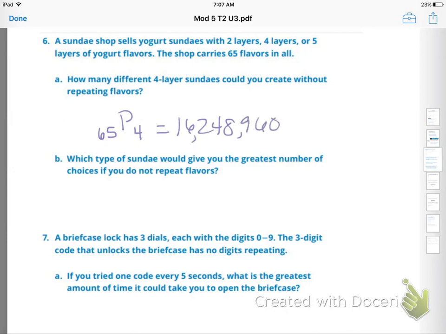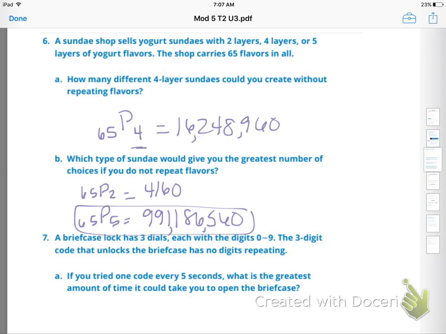Which type of sundae would give you the greatest number of choices? Well, we already did 4, so I now need to check 2 and 5 to see which one's going to give me the biggest. So 2, I got 4,160. So most likely 5 is going to work for me. So 5 is going to give me the most choices out of all 3.